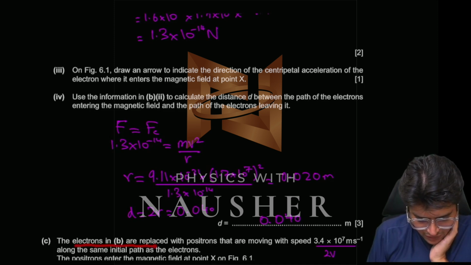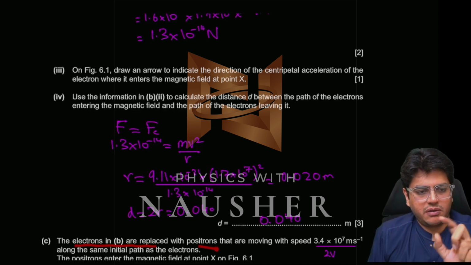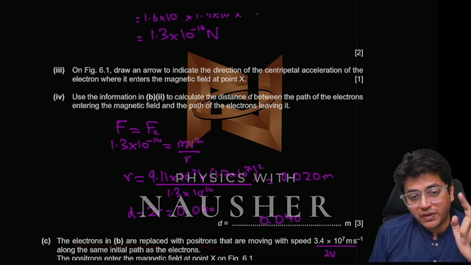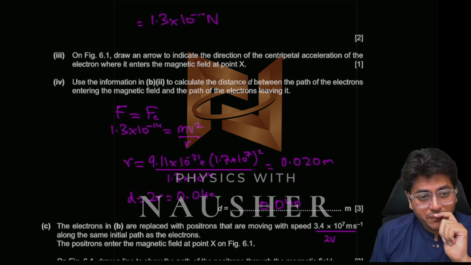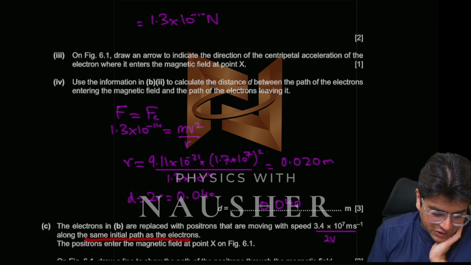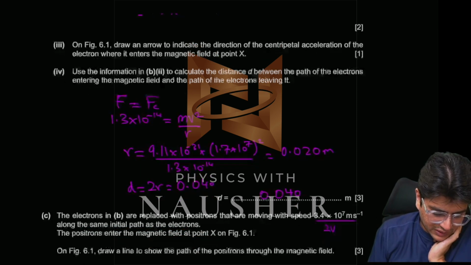The electrons will be replaced with positrons, positive charge, same mass, that are moving with a speed of 3.4 × 10^7, so double the speed. Along the same initial path, the positrons enter the magnetic field at point X as well.